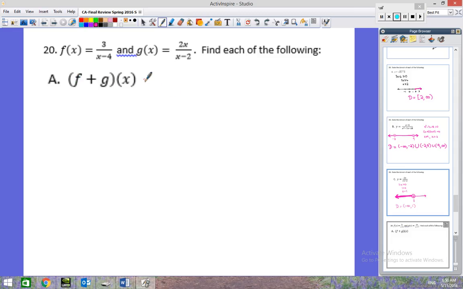So all we need to do is to take this first function, 3 over x minus 4, and add to it this function g, 2x over x minus 2. So that's going to create a new function. Well, whenever we're adding fractions together, we've done it enough times in elementary school that we need a common denominator. Now, in algebra, oftentimes we just find a common denominator versus the least common denominator.